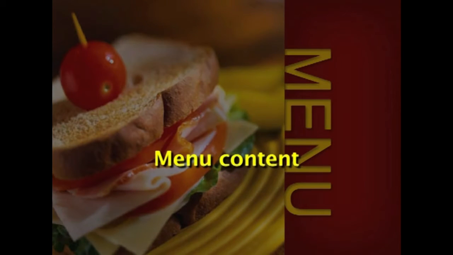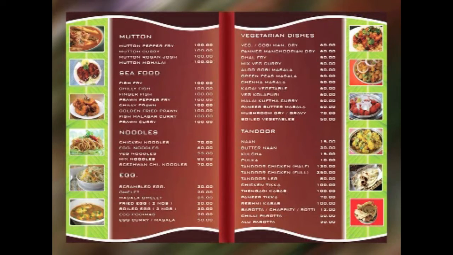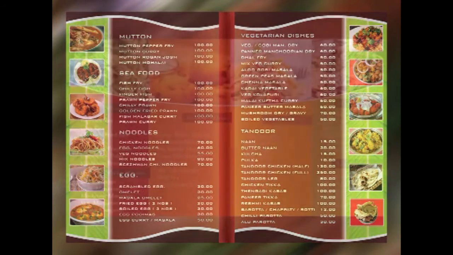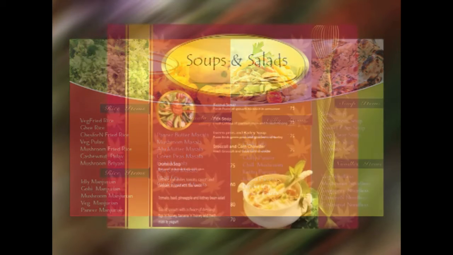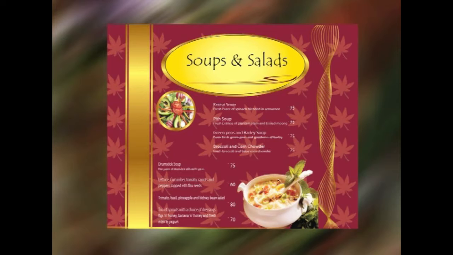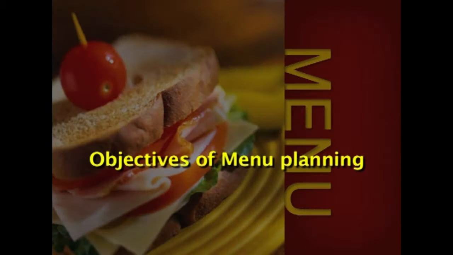And the next thing is, what are the menu contents that should be there? The menu contents is, you will give the list of all items that are being served in your particular restaurant. The language should also be simple, that is, language commonly understood by everyone. It should not have very fancy terms to describe a particular dish in the menu card. Okay, next we will see what are the objectives of menu planning.